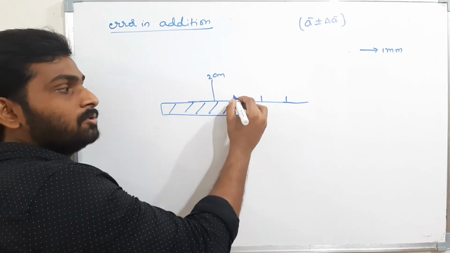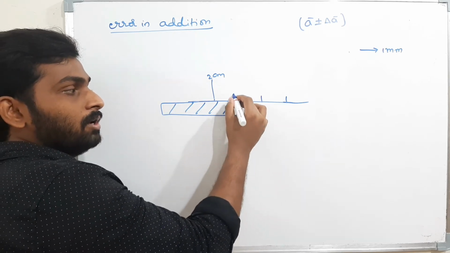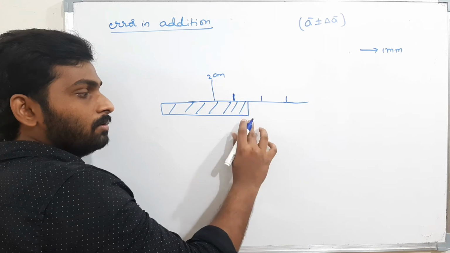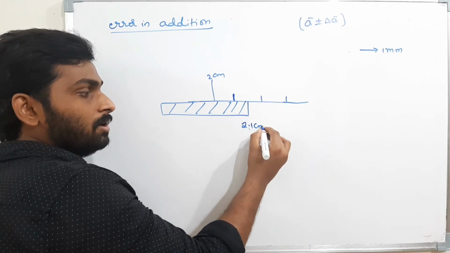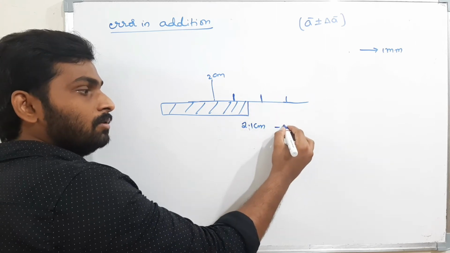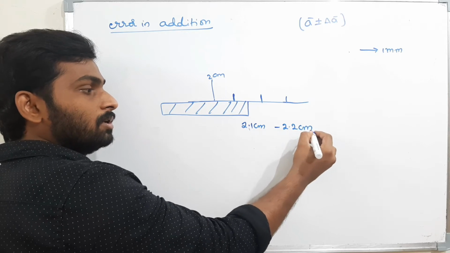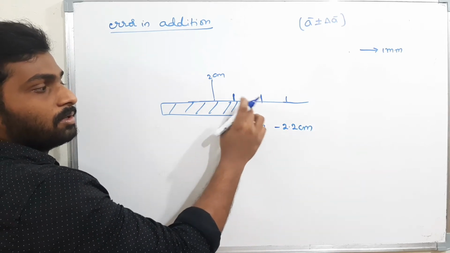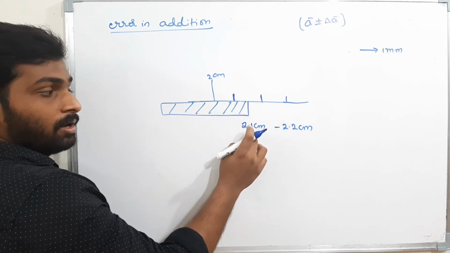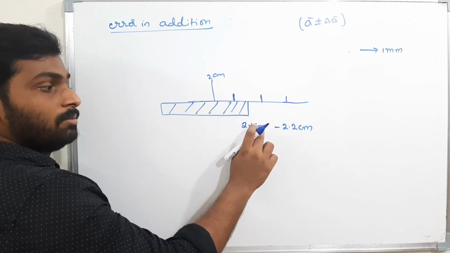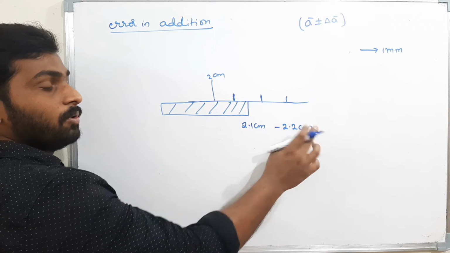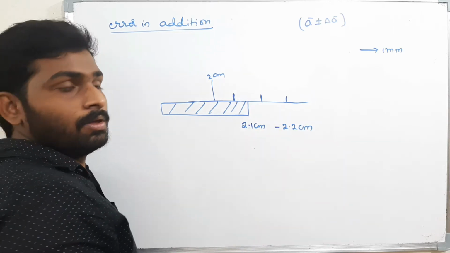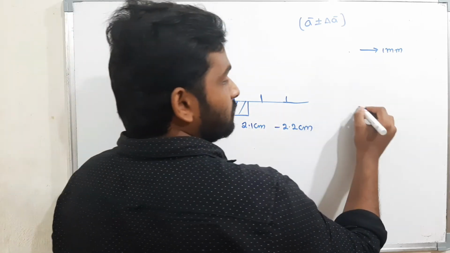Now what is the reading I should take? I should take either 2.1 centimeters or I should take 2.2 centimeters, because the length of the rod is between the two marks. Therefore I can take it either as 2.1 centimeters or as 2.2 centimeters. Okay. Now if the reading is like this.